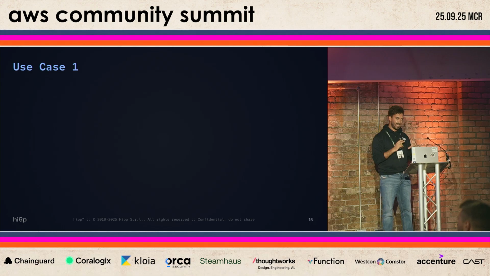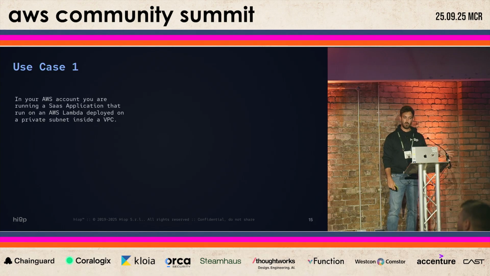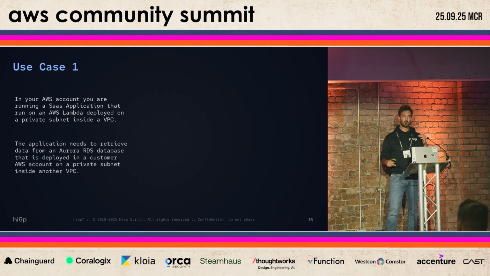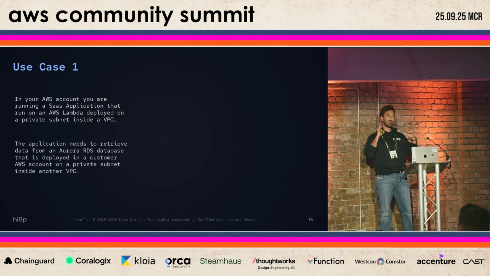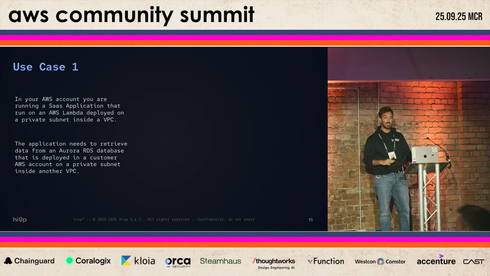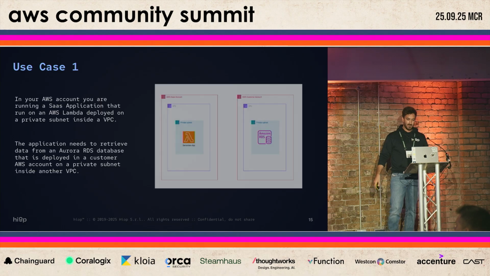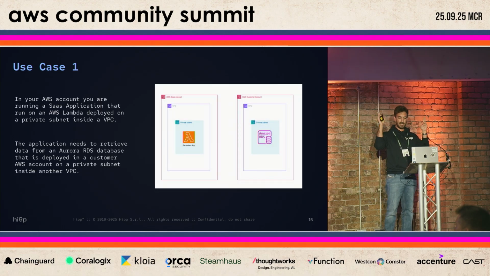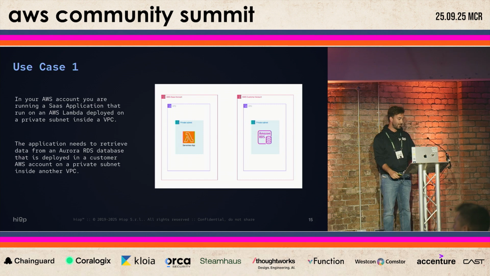So, what are the ways that AWS offers us in order to provide connectivity? Let's start with a simple use case. You have a Lambda in your AWS account, deployed inside a private subnet in your VPC. Then you need to retrieve data from some RDS Aurora database that is deployed in another private subnet, but in a different account, and so in a different VPC. So more or less this is the scenario. There are 2 accounts, 2 VPCs, and 2 resources in a private subnet.